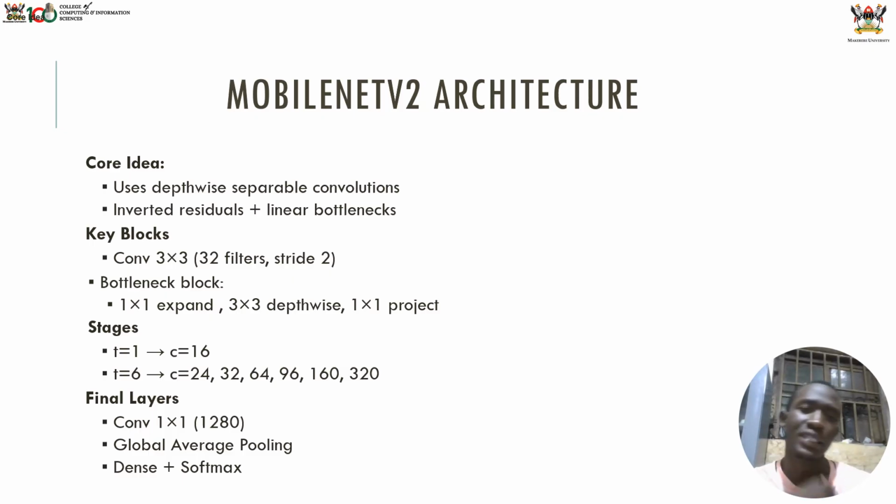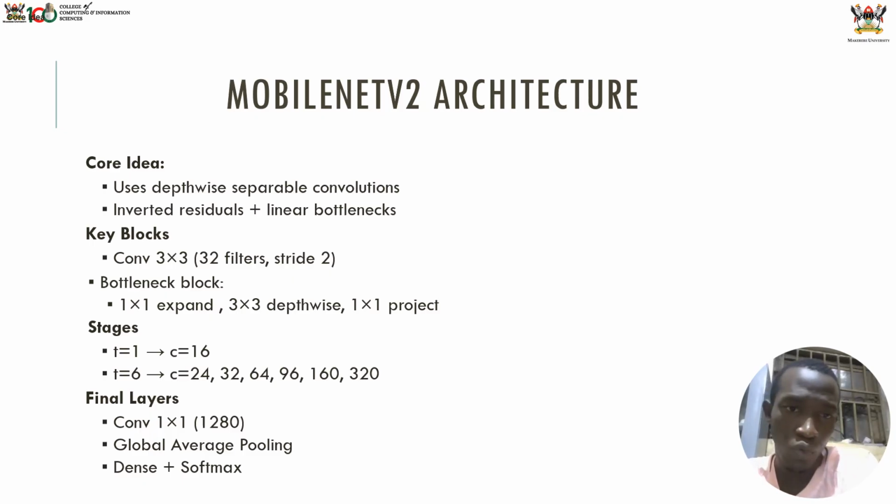Then we have our key blocks or the core ideas. The main component in the MobileNet architecture is the inverted residual block, which expands features in a one-by-one configuration. Then it also applies the depthwise configuration, which is efficient for feature learning, and then projects back to low dimensions.